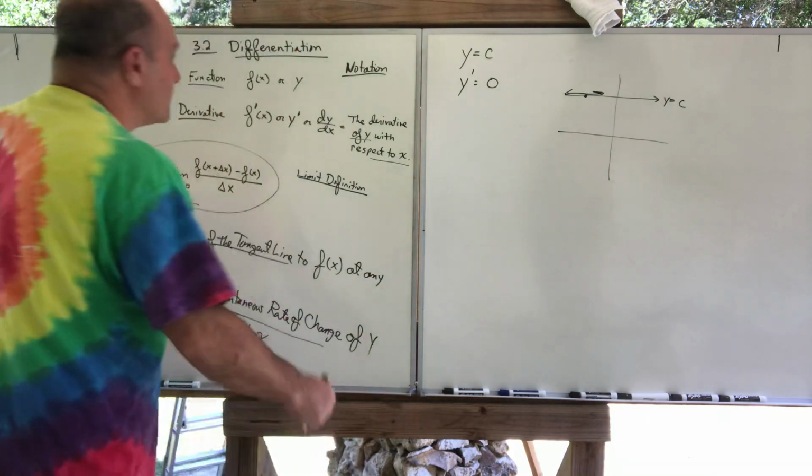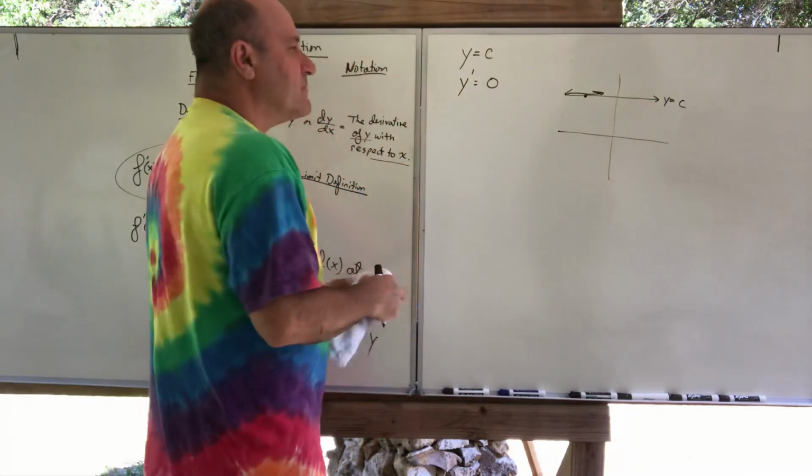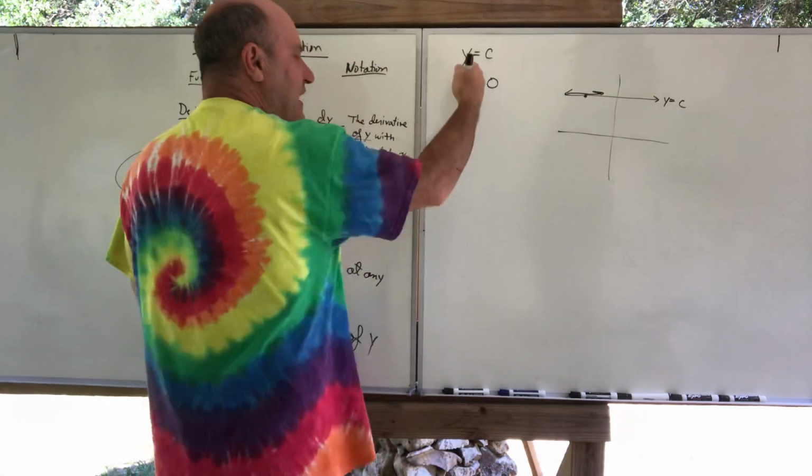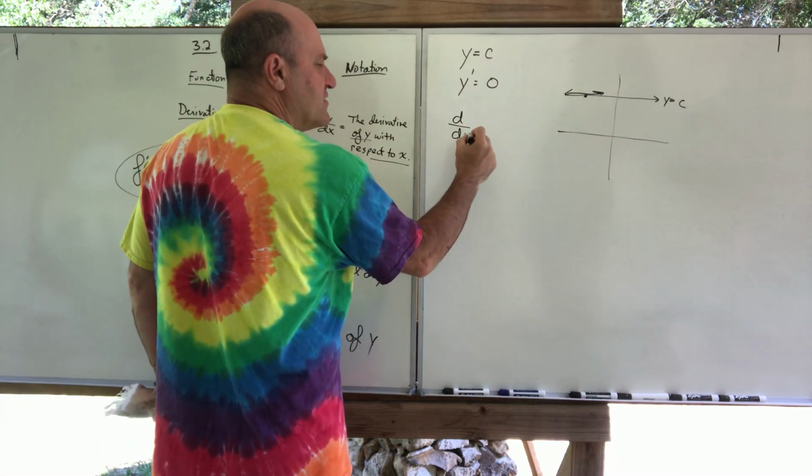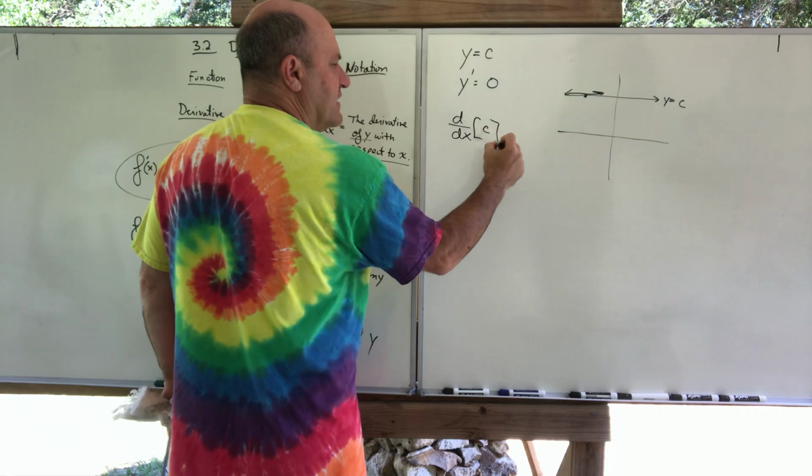I want to say this. The way we write this rule is this. I wrote it like this, but the way we write this rule is like this. The derivative with respect to x of a constant is 0.